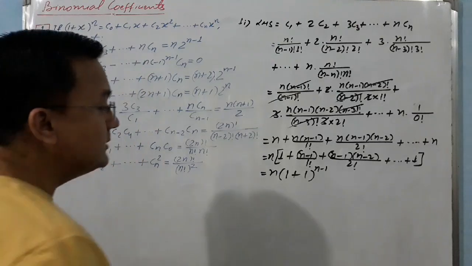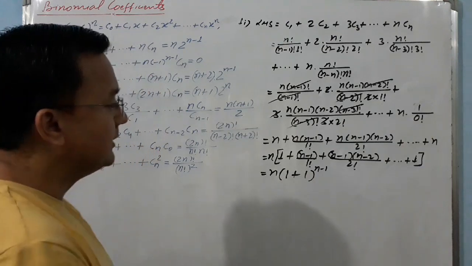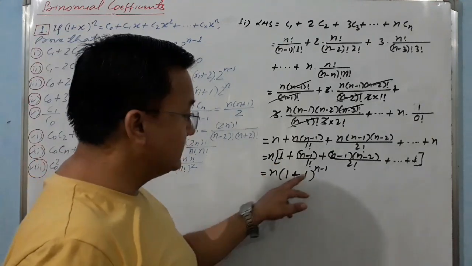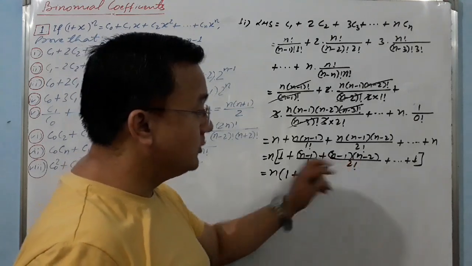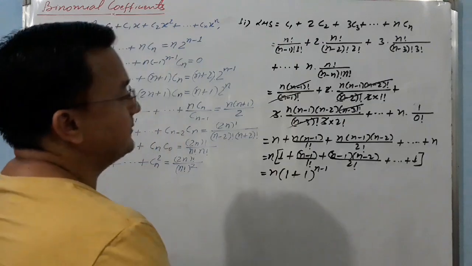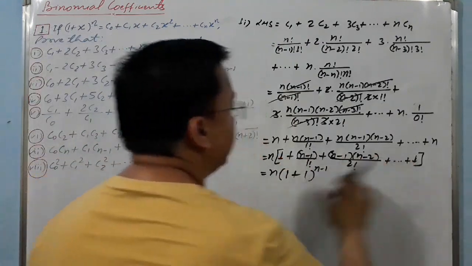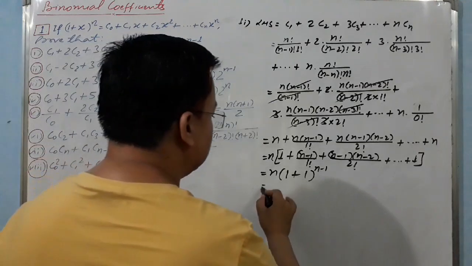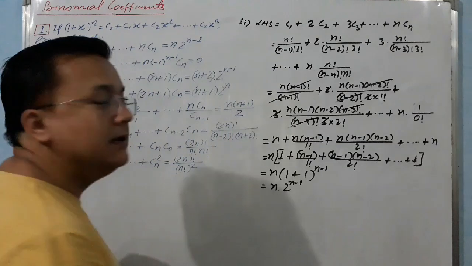Okay, otherwise you can just expand this one, and you will get the same thing: 1 plus (n minus 1)/1 factorial, plus (n minus 1)(n minus 2)/2 factorial, plus dot dot. You will get it, right? This is the expansion. You will try it yourself. You can expand this, and exactly, you are going to get this one, so it is equal to n into 2 raised to power n minus 1.